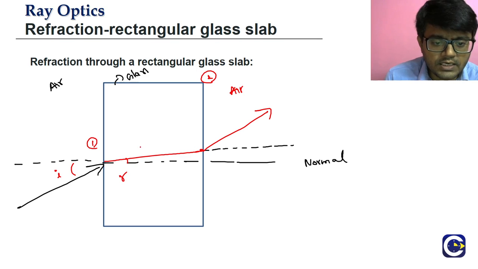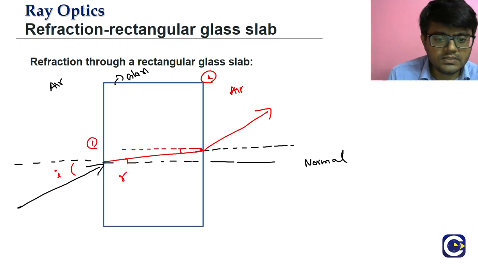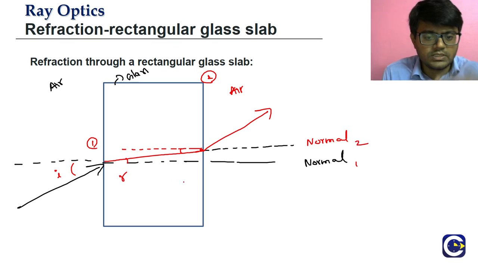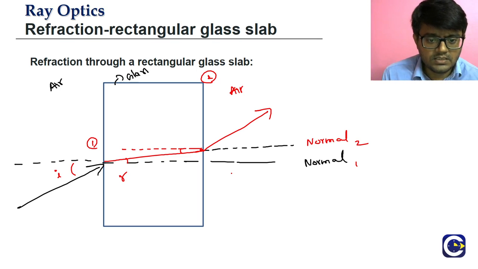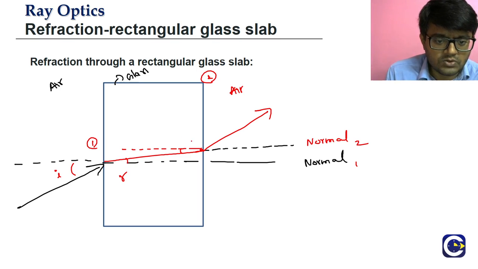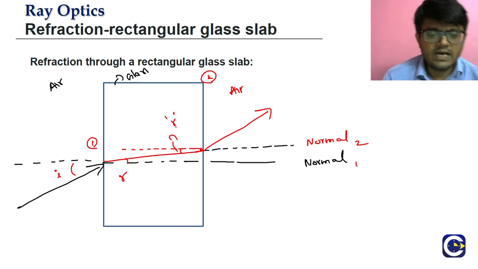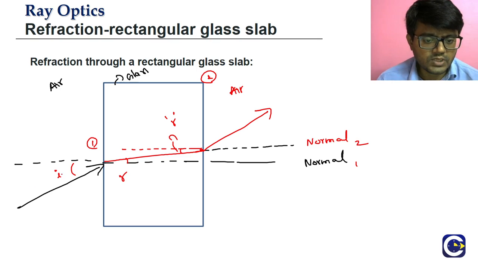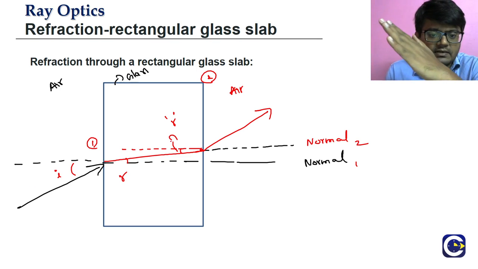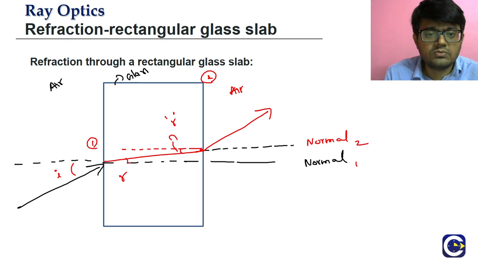Here if you try to extend the normal line, by symmetry, let us call them normal line 1 and normal line 2, both are parallel. Both are normals drawn from surface 1 and surface 2. This is the rectangular glass slab, so both the surfaces are parallel. So normal 1 and normal 2 also will be parallel, which means the angle R marked over here will be the same as the angle R. We have two parallel lines and there is a transversal. The angle over here will be equal to the angle over here.